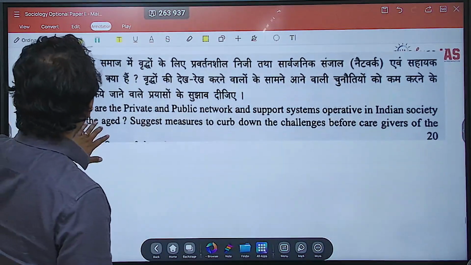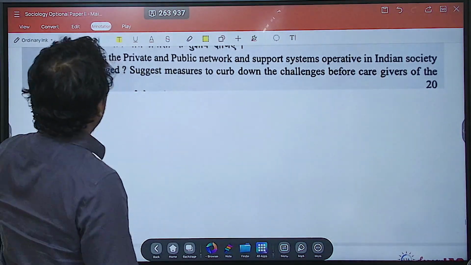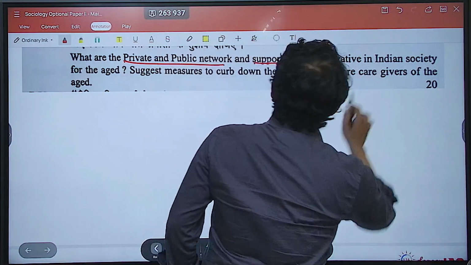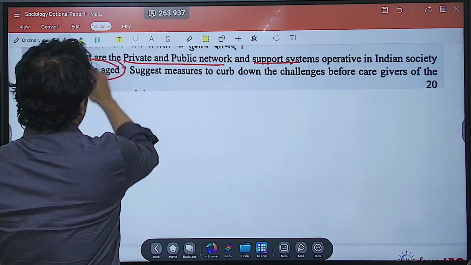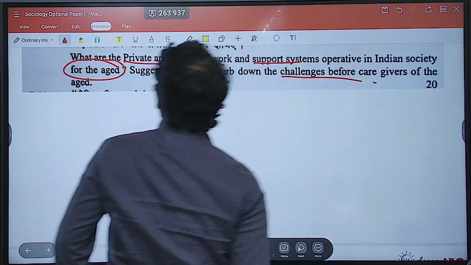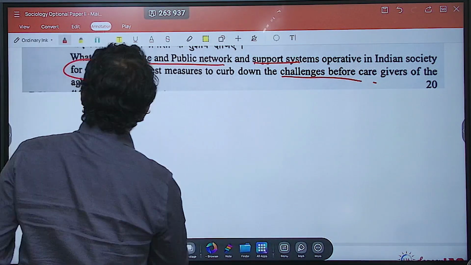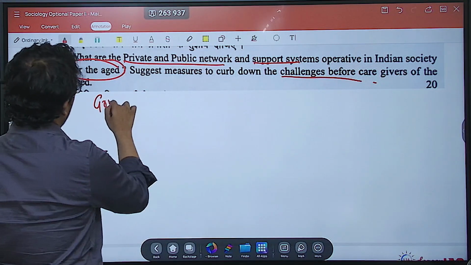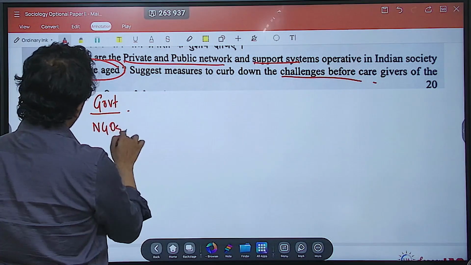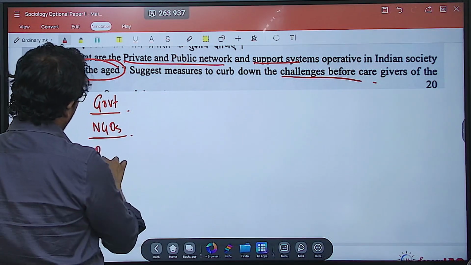Let's move ahead. What are the private and public network and support systems operative in Indian society for the aged? Suggest measures to curb down the challenges before caregivers. So what are the private and public support systems operative? So first of all, you have the government. Then you have the NGOs. Then you have the private players.